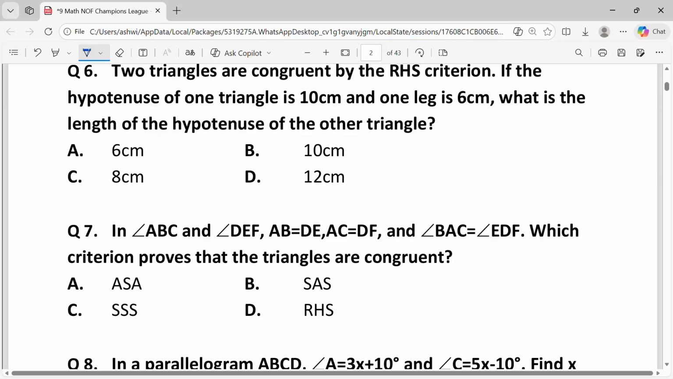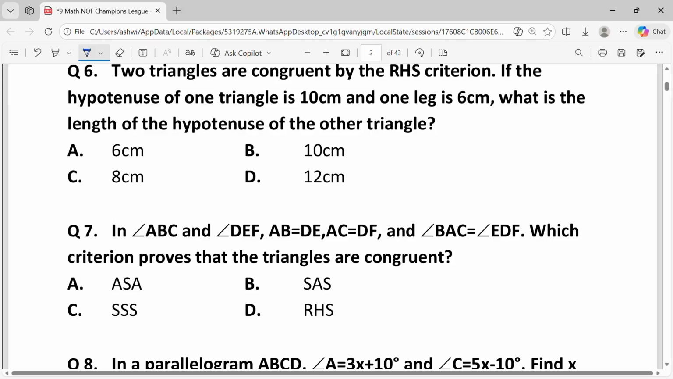RHS, right angle hypotenuse side. Congruency means that if the hypotenuse and one side of a right angle triangle are equal to the hypotenuse and one side of another right angle triangle, then the two triangles are congruent. If the triangles are congruent, all corresponding parts, including the hypotenuse, must be equal in length.